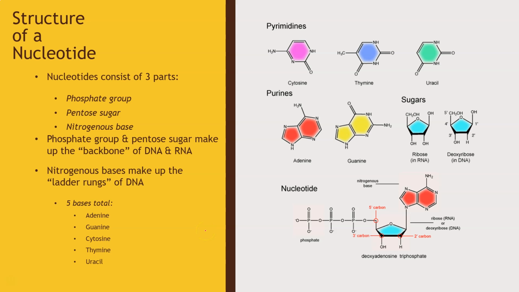So we've been talking about base pairs, right? Well, those base pairs, we refer to them as nucleotides, and they're made up of 3 components. There's a phosphate group, which is what this is right here.